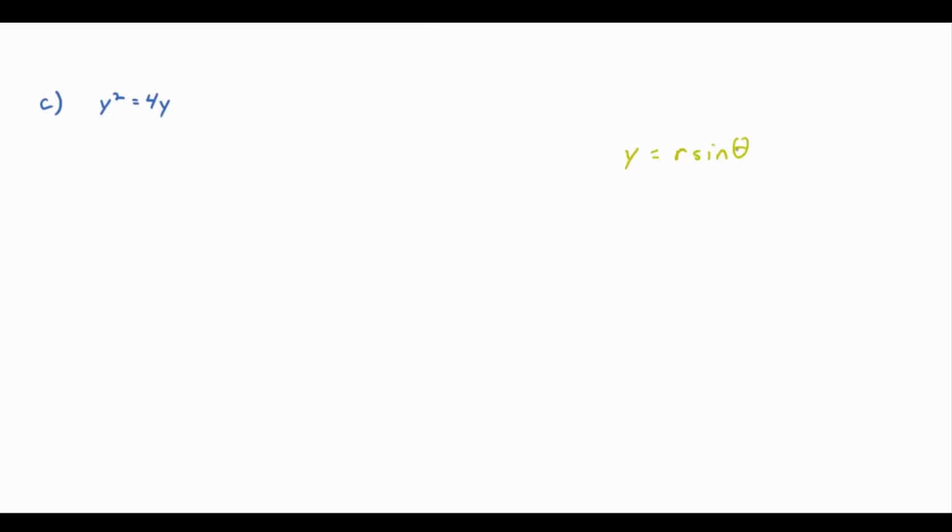So let's just replace y with r sine theta in both y squared and the 4y. So we could make it on the left side (r sine theta) in parentheses, the whole thing squared, and then equals 4 times r sine theta. And then how could we rewrite that? Just r squared sine squared theta equals 4r sine theta. Now you can just leave the answer like this if you want.